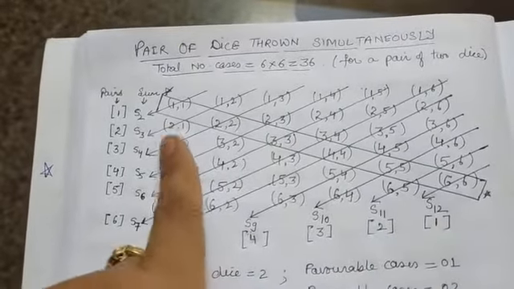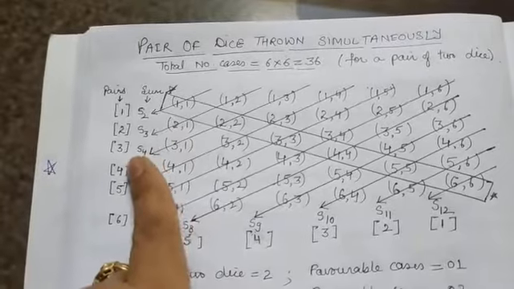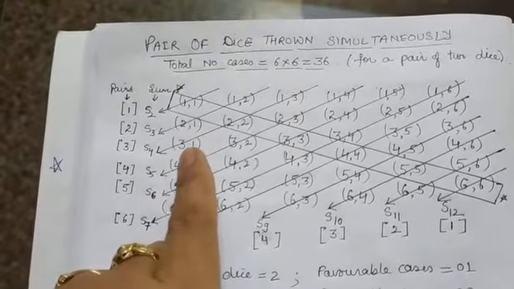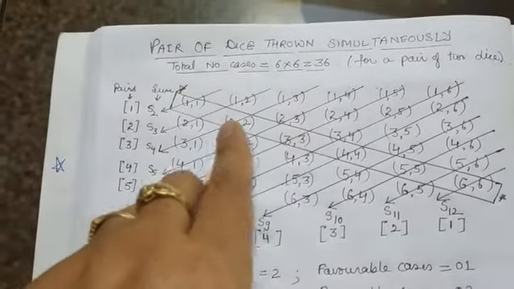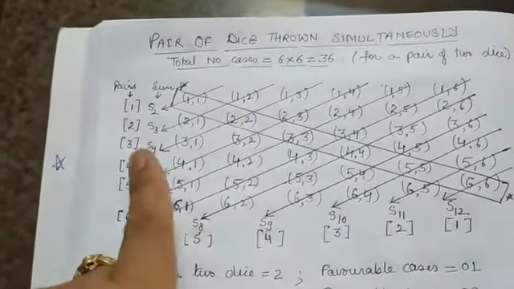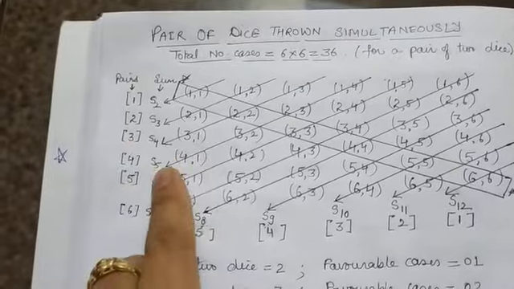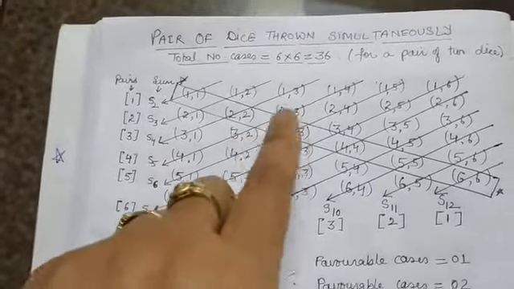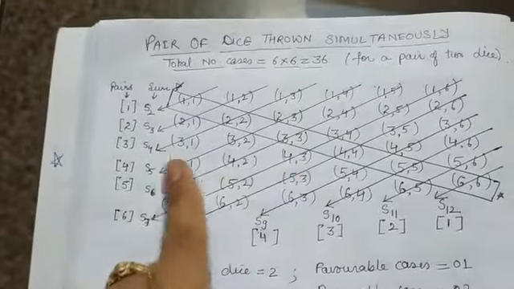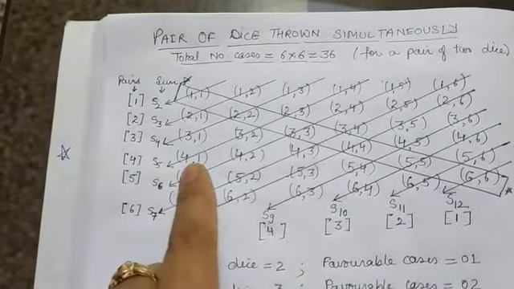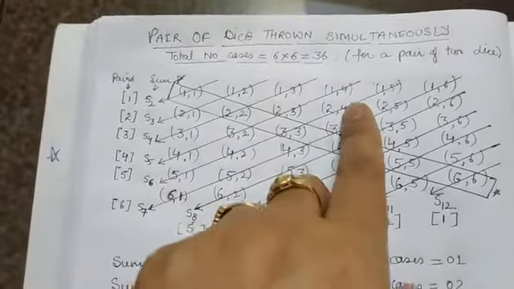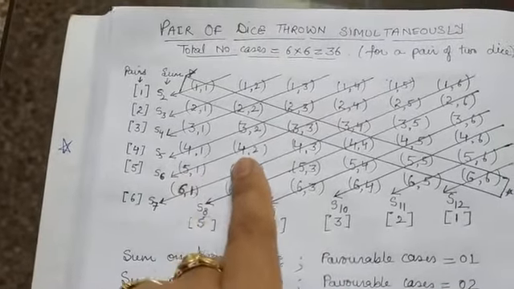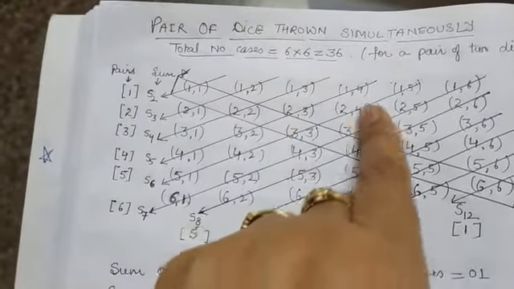Alright. Now I wish to find the sum 4 on the 2 dice. When the sum is 4, the combinations can be 3 1, 2 2 and 1 3. That means there are a total of 3 cases. When the sum on the 2 dice is 5, I will get 4 1, 3 2, 2 3 and 1 4. When the sum is 6, it has 5 1, 4 2, 3 3, 2 4 and 1 5, and so on.